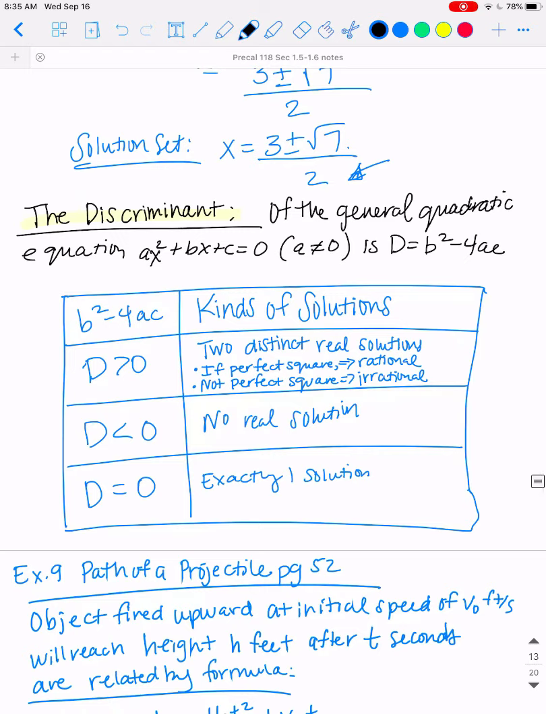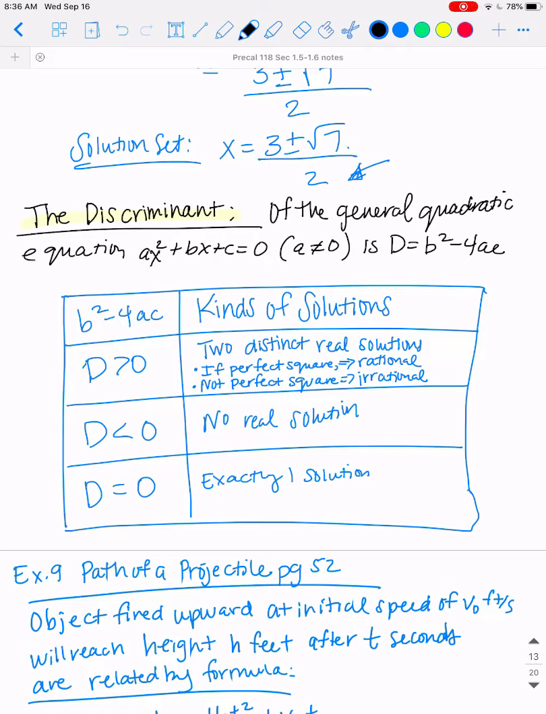So we use the discriminant to tell us what kinds of solutions we'll have to a quadratic equation. When the discriminant is greater than 0, this means that we have 2 distinct real solutions. And then if it's a perfect square under the square root, that means it's rational, and if it's not a perfect square, it's irrational. If d is less than 0, we have no real solution. We'll look at in the next section how if d is less than 0, we instead have imaginary solutions.